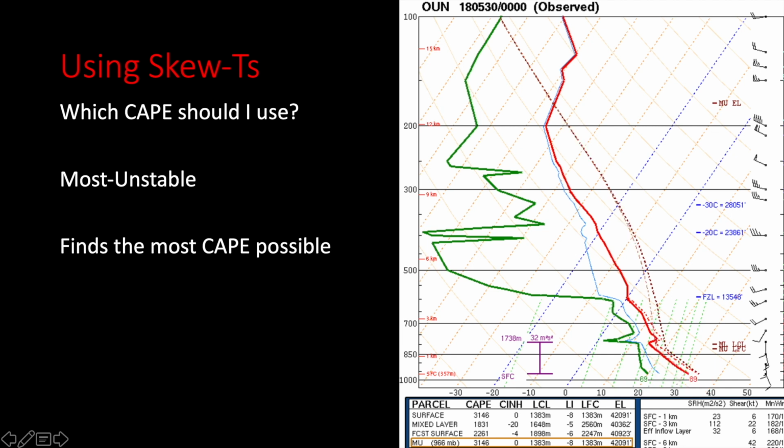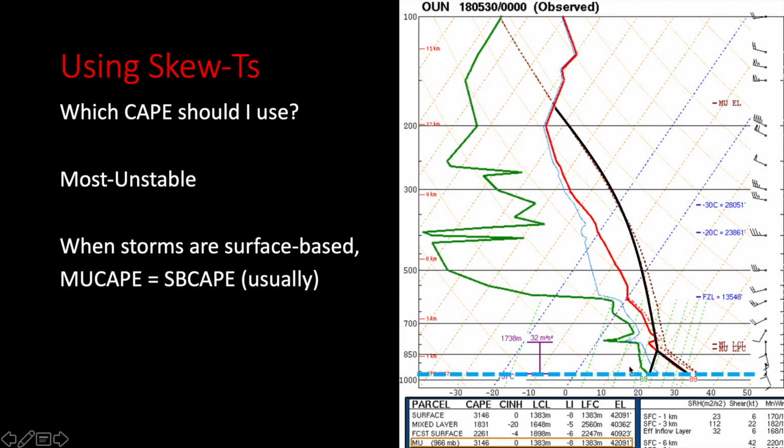Our second kind of CAPE that we're going to focus on is our most unstable CAPE. All this does is find the spot on the skew-t and the level at which we find the most CAPE possible. We basically squeeze out the most CAPE that we can from this profile here. So we can start at the surface. This is our surface-based parcel. We check that. We can go up a little bit more. We check that. Looks like we have a little bit less CAPE. We can even go much higher. We check that, and we have a lot less CAPE. So in the end, it looks like we found our most unstable parcel here, and that is the surface.